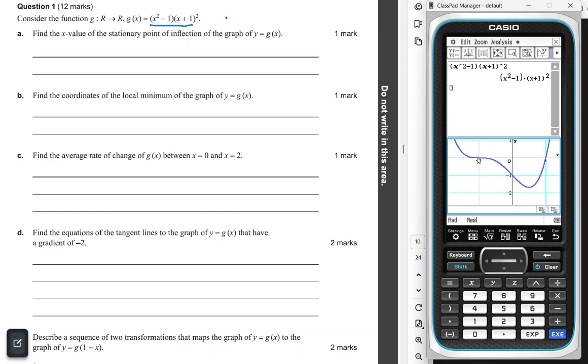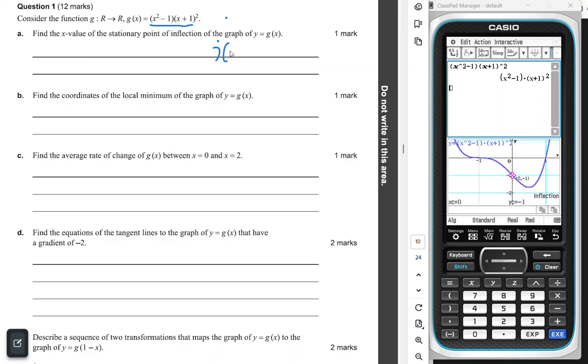I reckon there's a stationary point of inflection here, and there's another inflection over here. Analysis, G-solve, inflection. That one there has a gradient of 0, and coming across there's another one there. So I'm comfortable to say that I'm looking at x equals -1.